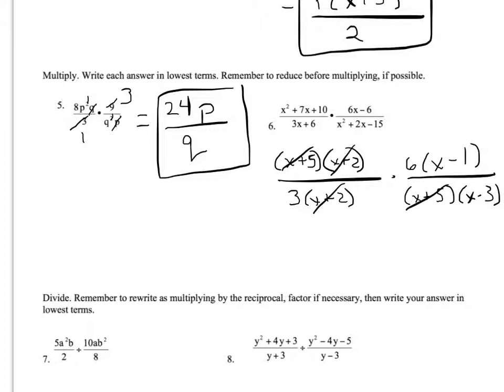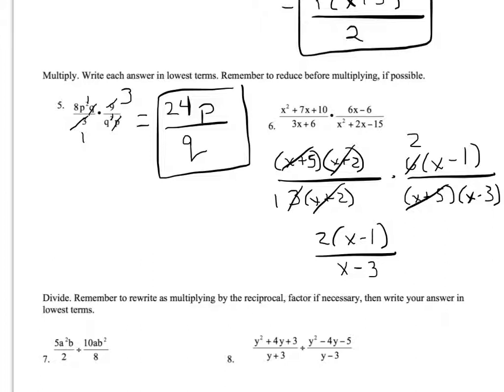What I do have is a 6 in the numerator and a 3 in the denominator. Those are just numbers. I just reduce them down like I would any other fraction. 3 is the common factor, so 3 goes into 3 once. 3 goes into 6 2 times. And what I am left with is 2 times x minus 1 in parentheses over x minus 3 in the denominator. And it doesn't matter if you put the parentheses around the x minus 3 or if you leave it off. Either way is acceptable.